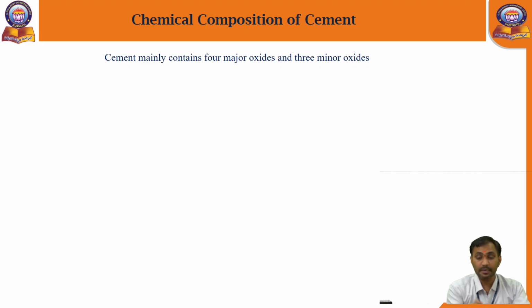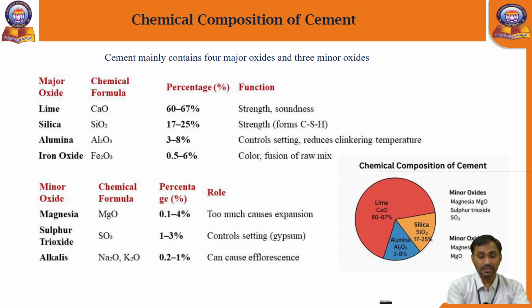So cement mainly contains four major oxides and three minor oxides. The four major oxides are: one is lime, second is silica, third is alumina, and fourth is iron oxide. There is a chemical formula for these oxides. For lime, what is the chemical formula? CaO. If you observe this image here: major oxides, chemical formula, percentages, functions.